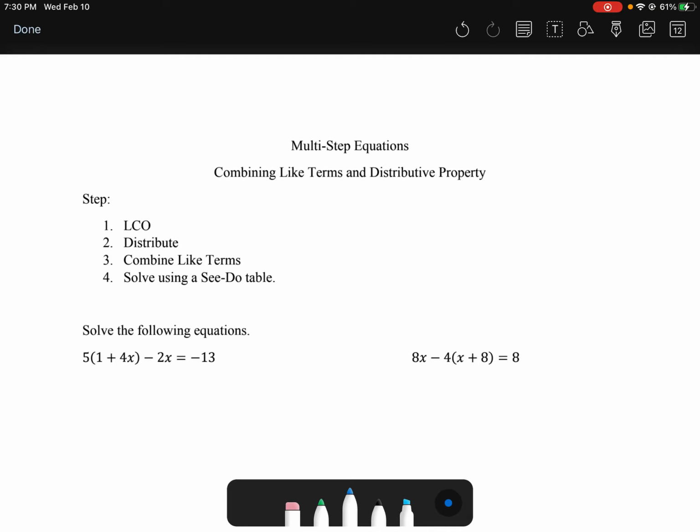Hey guys, today we're going to talk about multi-step equations, combining like terms and the distributive property. So we're taking the last two things that we did and putting them all into one equation.